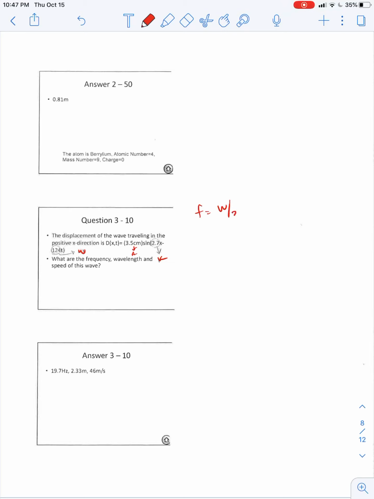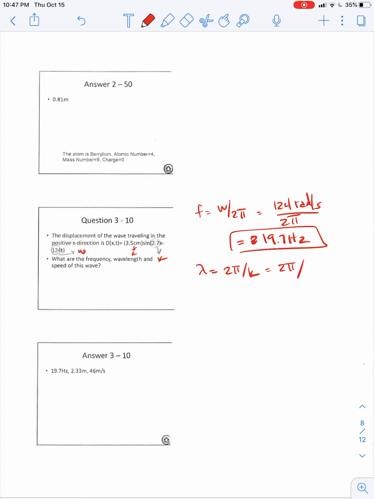So the frequency is like this. You've got 124 radians per second divided by 2 pi, which is equal to 19.7 hertz. And then the wavelength is equal to 2 pi over k. So 2 pi over 2.7 is 2.33 meters.